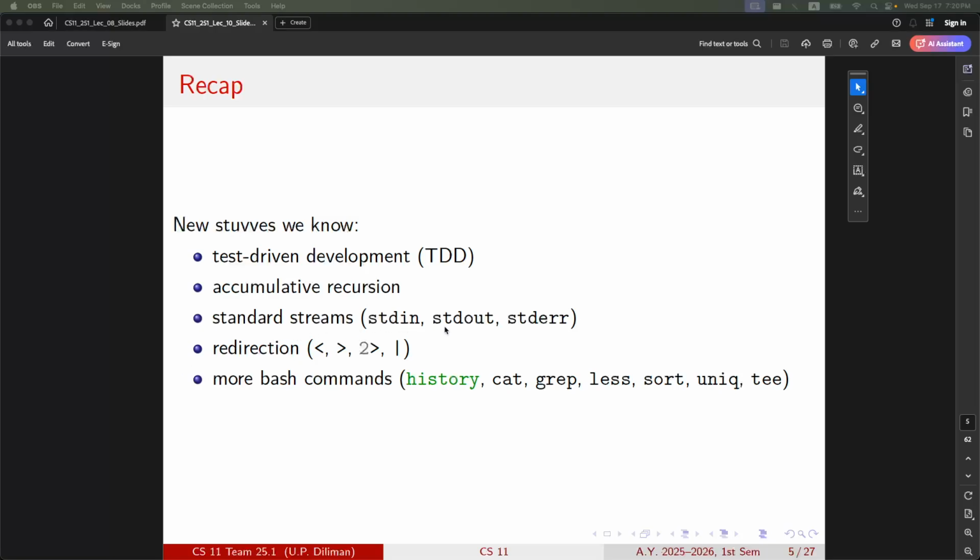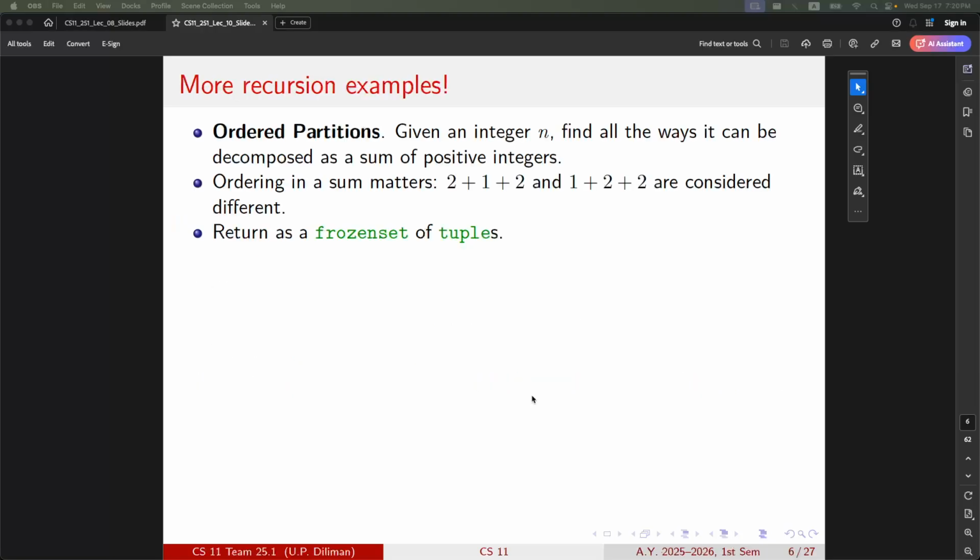I think we did not cover these last three items yet. This will be covered in a lab lecture, so maybe later when we have labs again, aside from the mock hope and hope 1, then these three things will be covered. Okay, let's have more recursion examples.